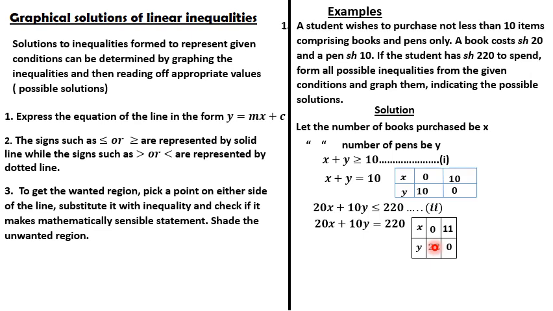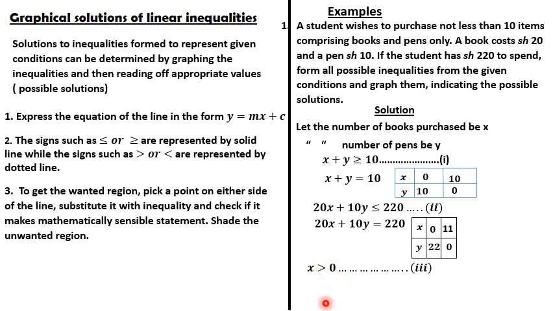Then there are other obvious inequalities that we have already discussed, and how they can be formed. We can assume that the number of books bought should be greater than 0. That means the student has to purchase, even if it's a single book, a certain number of books, and therefore X should be greater than 0. That is the inequality that we normally call the obvious inequalities.